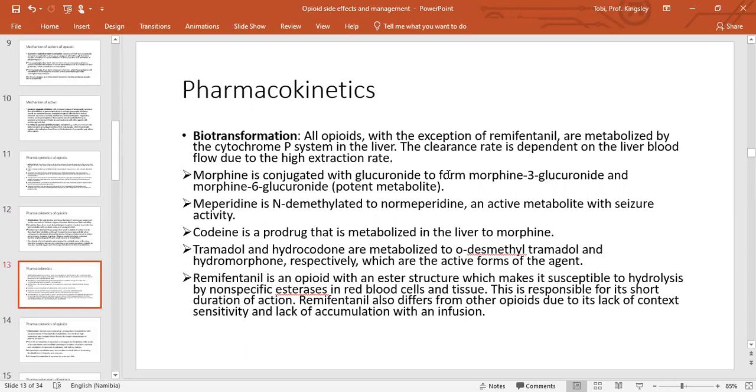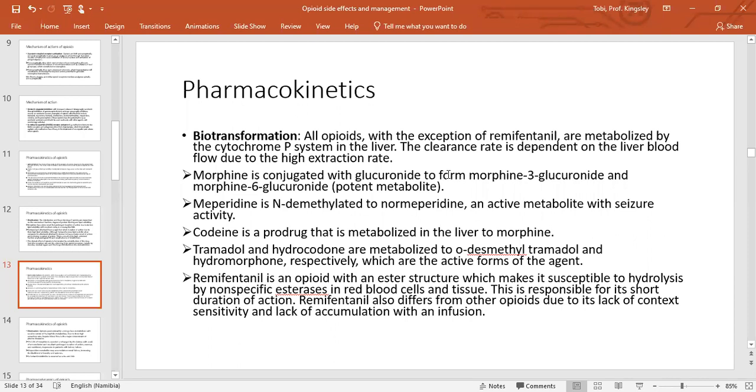Biotransformation. We're still on pharmacokinetics of opioids. All opioids, with the exception of remifentanil, are metabolized in the liver through the cytochrome P system. All right, the clearance rate of these metabolites is dependent on the blood flow of the liver due to the high extraction rate. For instance, morphine is conjugated with glucuronide to form M3G and M6G, and these two are potent metabolites. Petidine or meperidine is N-demethylated to normeperidine, which is an active metabolite that has some seizure activity.